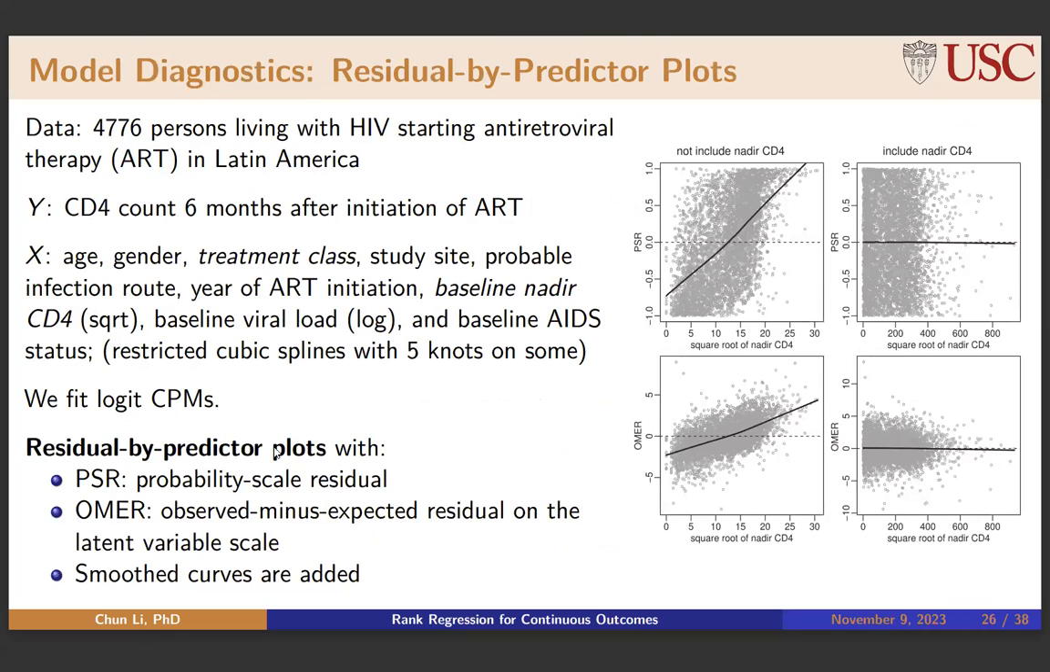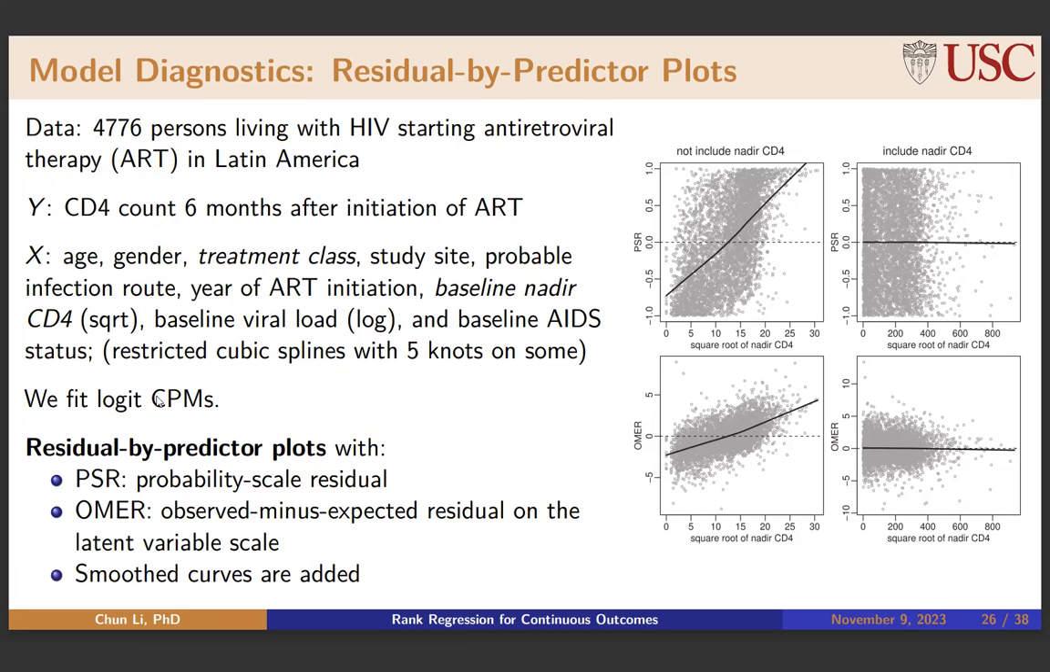Here's another example for model diagnostics. This is a data set from Latin America, nearly 5,000 people living with HIV. They started with ART, antiretroviral therapy. So our outcome is the CD4 count 6 months after the initiation of therapy, and our X is just a bunch of regular covariates. I highlight treatment class and baseline CD4 because we use them in the demonstration.